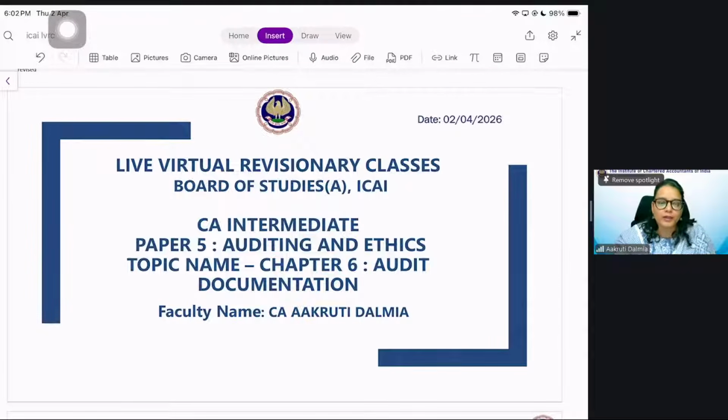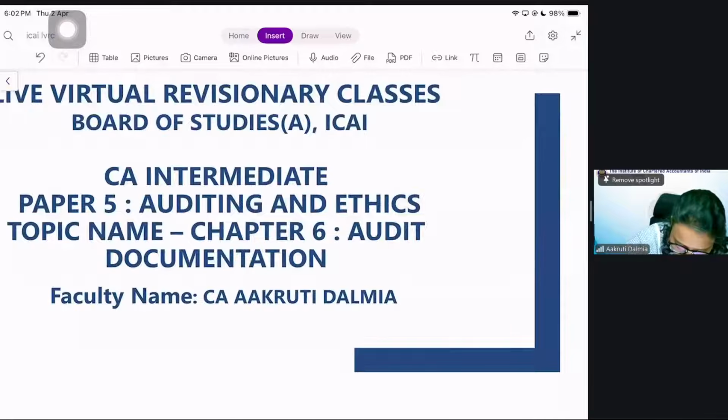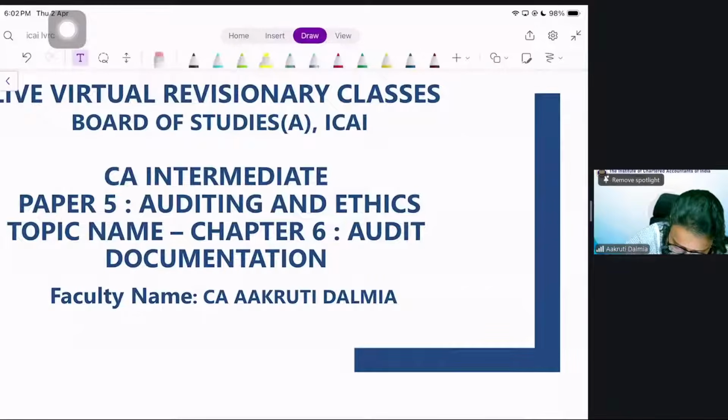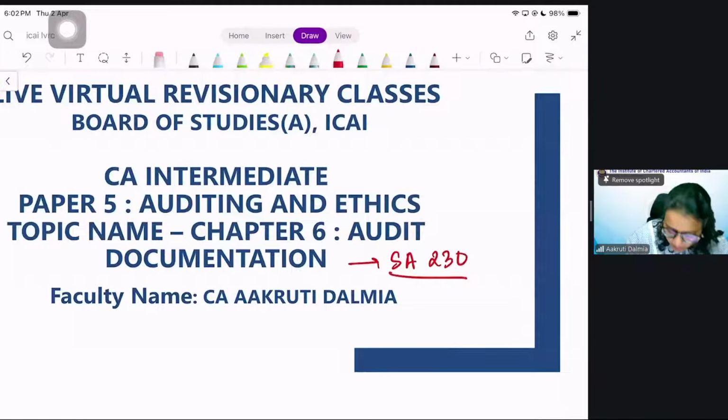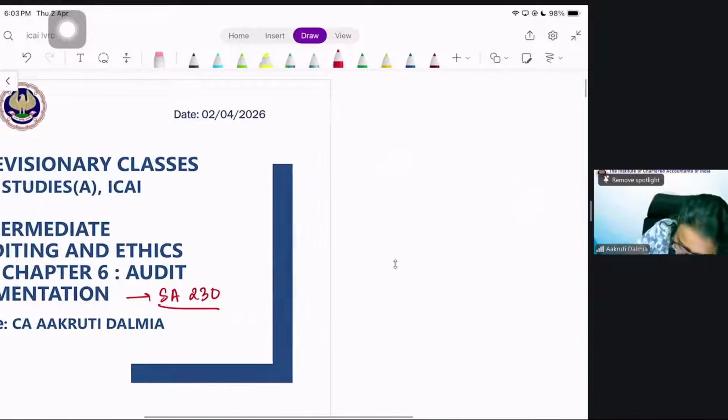Very good, Pooja. SA number 230, absolutely correct. So what we are going to look at in this will be a glimpse of SA 230, audit documentation. Okay. So documentation. For how many years do we need to preserve our audit documentation? Auditor needs to preserve. Quickly tell me. 7 years. Absolutely correct.